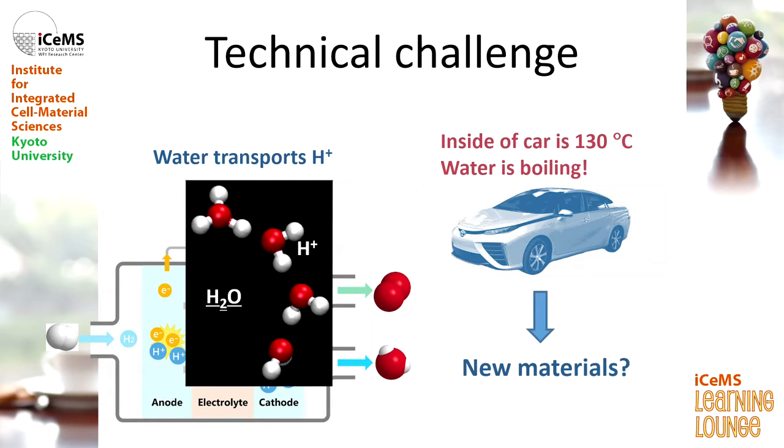But for the next generation fuel cell vehicle, one big issue is temperature. The temperature inside the vehicle is above 100 degrees Celsius. Needless to say, water gets boiled and evaporated, and we cannot use water in the vehicle. So we need to develop a new material to transport the hydrogen ion in a safer way, and which can work above 100 degrees C.